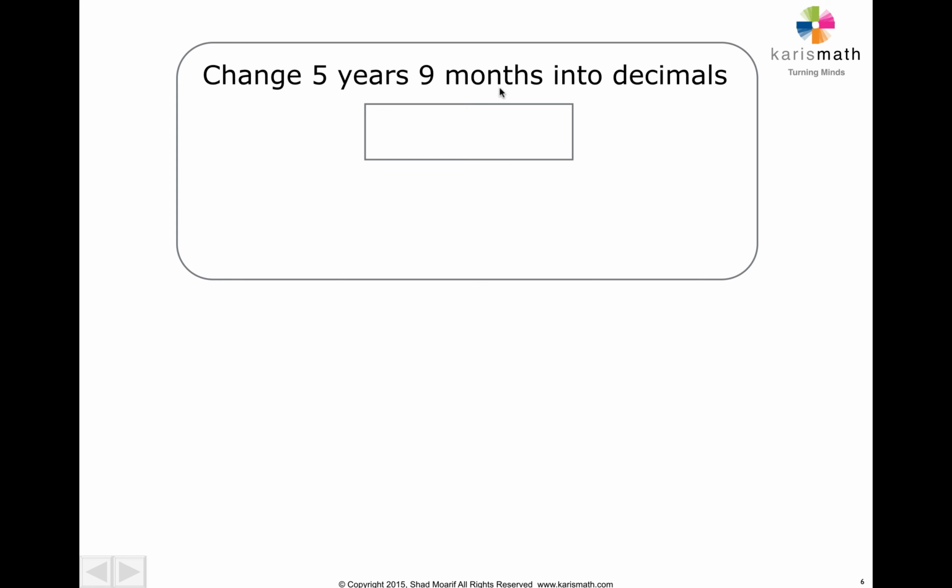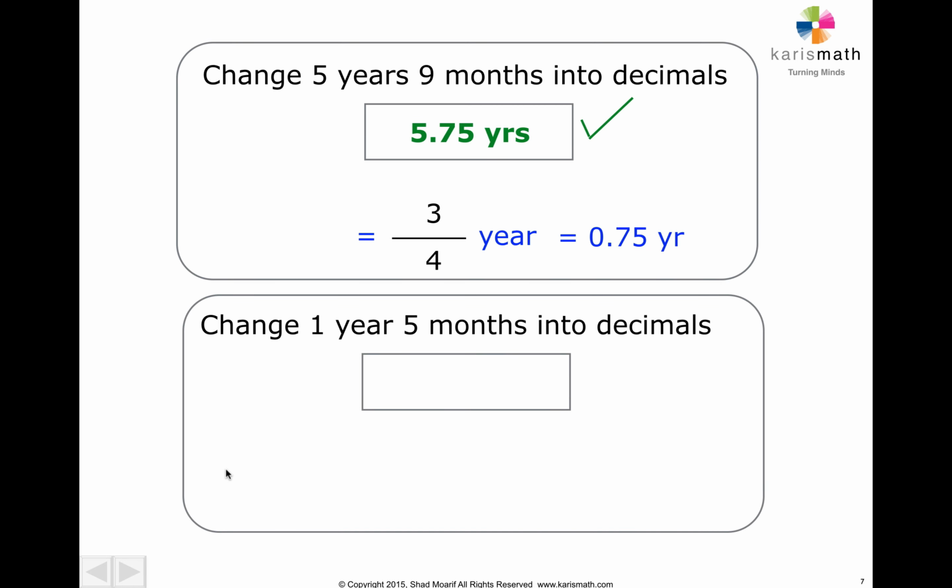If you want to change 5 years, 9 months, think of 9 months as what fraction of one whole year? It's 9/12 of a year, which is 3/4 of a year, which is 0.75 years. So it's 5.75 years. And the last one, 1 year, 5 months. Okay, work it out. That's right, 5/12. You change that into a decimal, divide 5 by 12, and you will get 0.42. So the answer is 1.42.